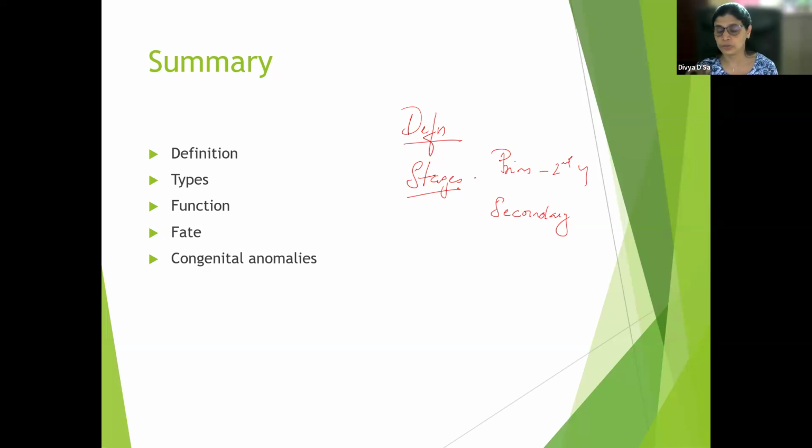Fate, what happens? Before fate, we write about the function. So what does it do? It is the site of erythropoiesis, that is hemopoiesis, up to the 6th week, by which time the liver will take up the function. Till then, it is the site of hemopoiesis. Second, it forms the primitive gut. Third, from its walls the primordial germ cells are formed, which will then migrate to the developing gonad. So you will write about that.